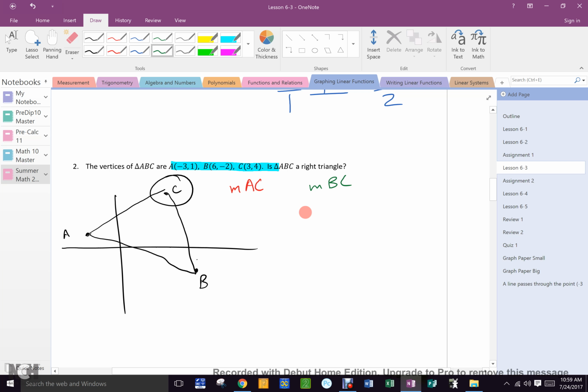No, slopes can't be 90 degrees. No. If it's a right triangle, what do I know about their slopes? They're perpendicular. So what do I know about their slopes? What does that tell me about their slopes, Ekdeep? That they're negative reciprocals of each other.